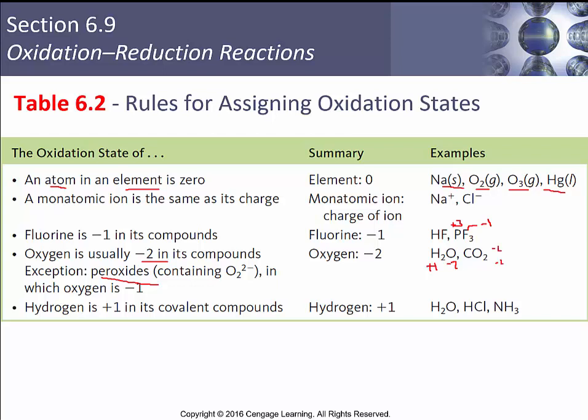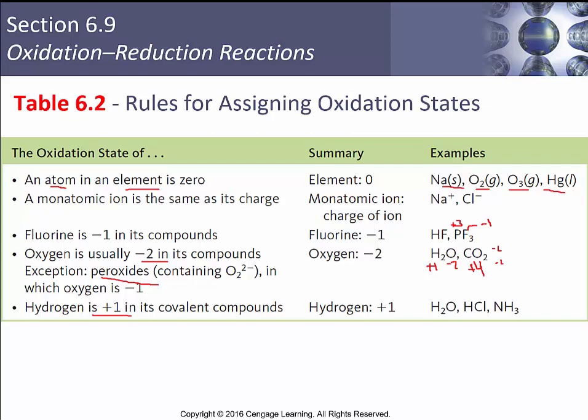Hydrogen is going to be plus 1 in its covalent compounds. So water, HCl, ammonia, hydrogen is going to almost always be plus 1. You will occasionally see hydrides, where it's going to be minus 1, but most of the time hydrogen is going to be plus 1. Okay? Sometimes it's easy to see when we're moving an electron around, like in sodium chloride, but not always. Sometimes the transfer of electrons may not be evident.